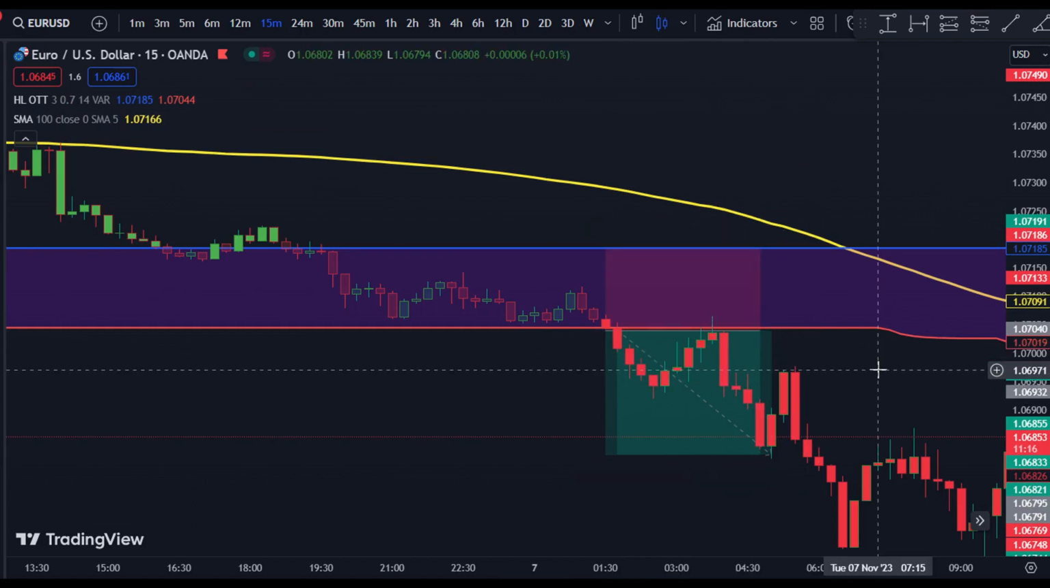So I'll now be using my backtesting software to see exactly how profitable this trading strategy is. Stick around to the very end and see what we find out.